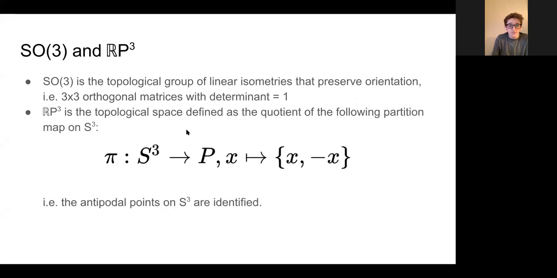And then RP3 is the topological space defined as the quotient of the following partition map on S3, where we essentially identify antipodal points on S3.